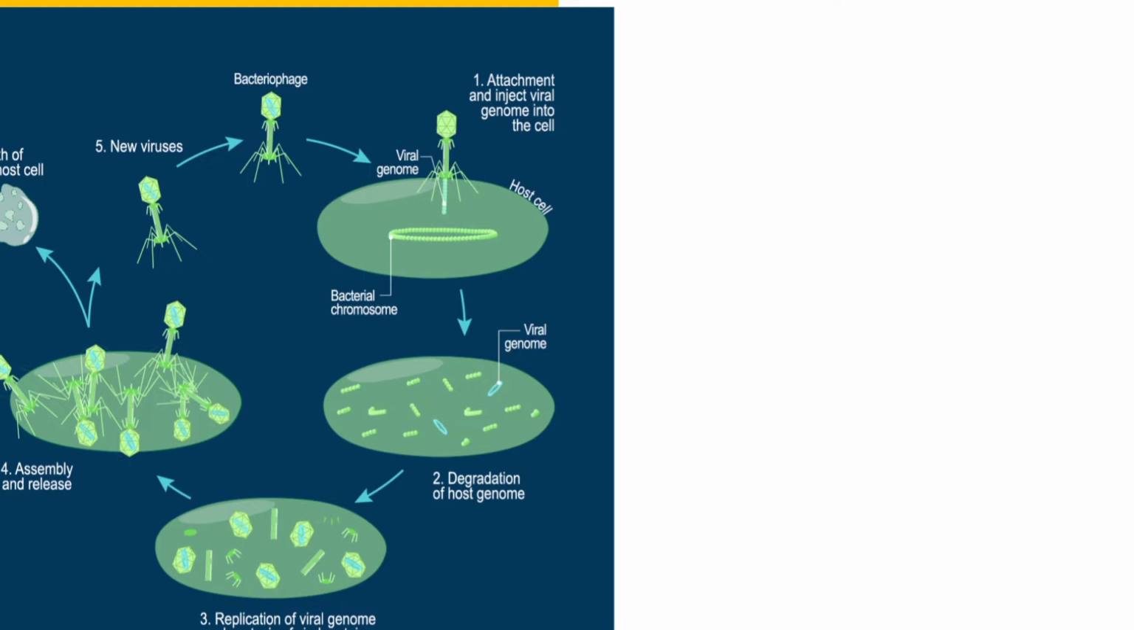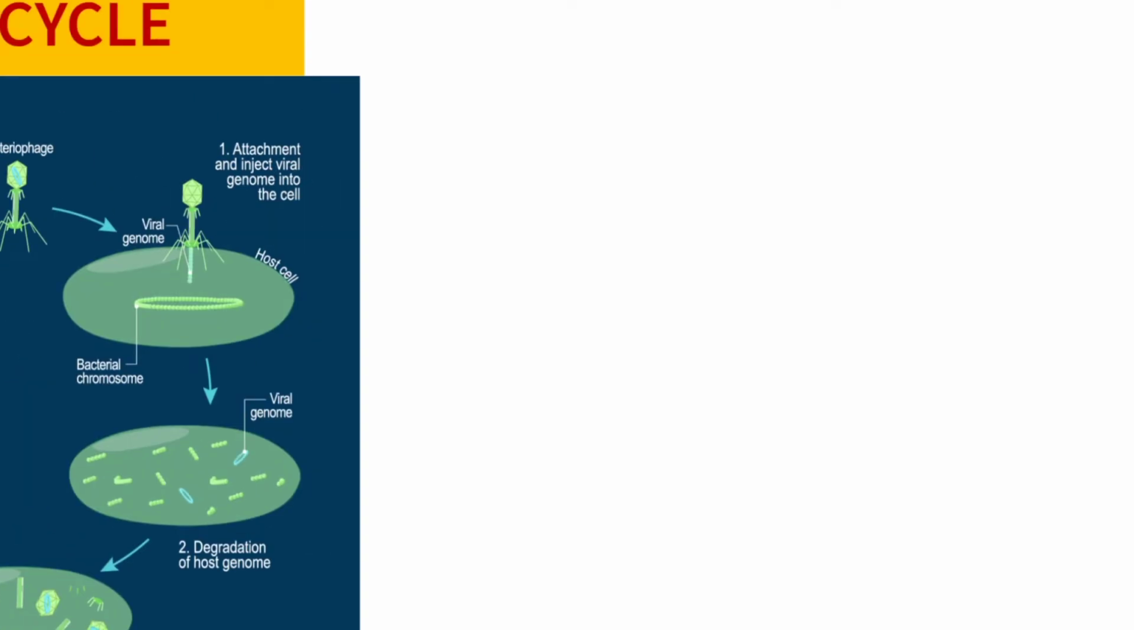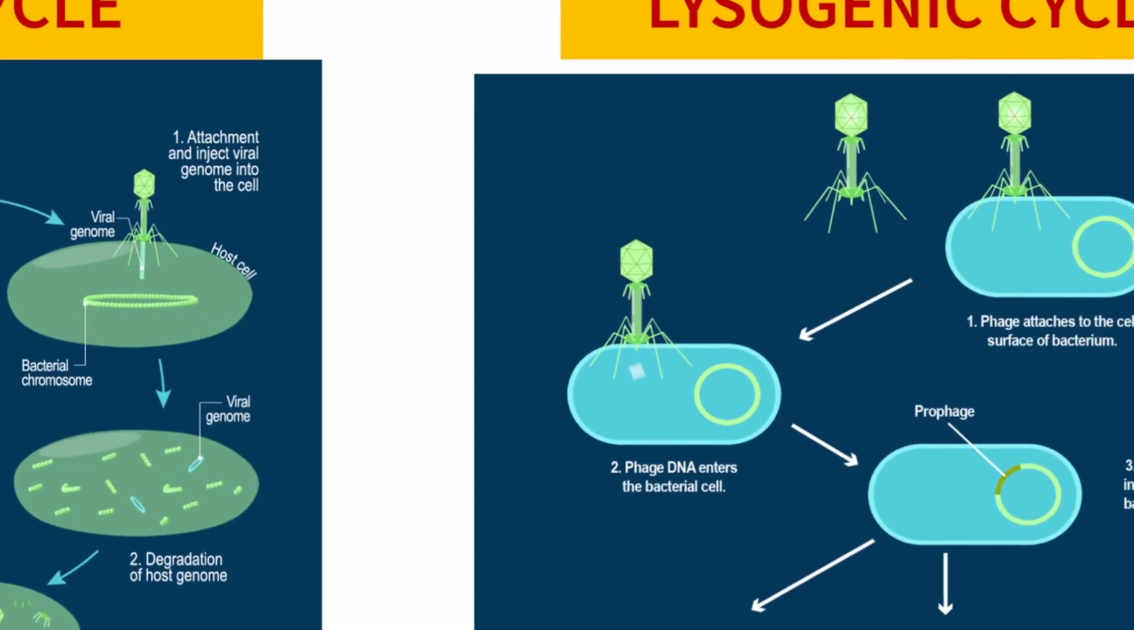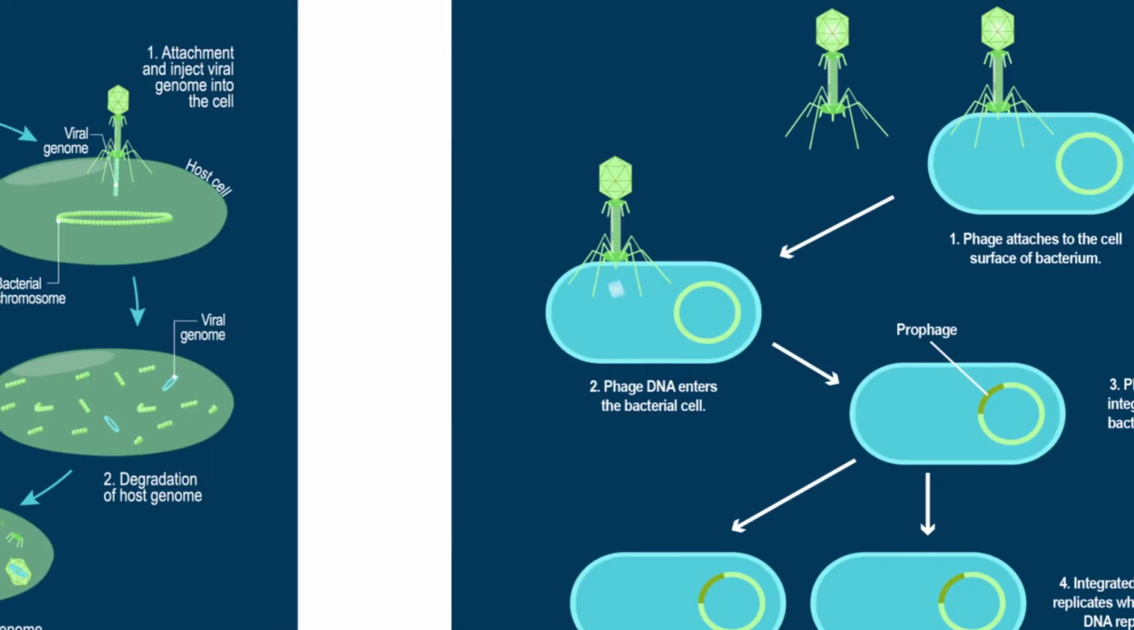It bursts out of the host cell, and then it comes out. So now the host cell will be dead. It comes out and multiplies into many bacteriophages. So this is the normal lytic cycle. Then when you see the lysogenic cycle, it's a very easy process. In lysogenic, there is no breaking down of the host cell.